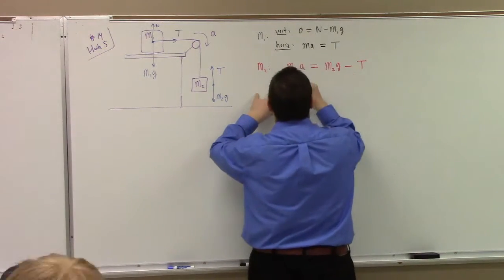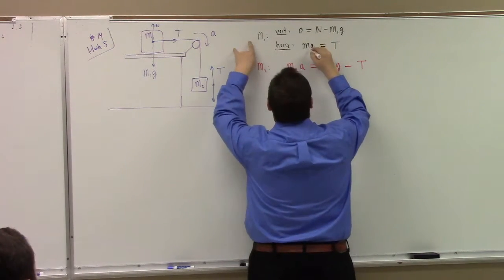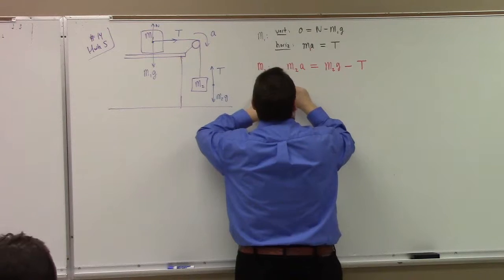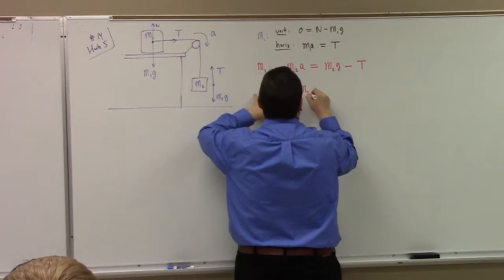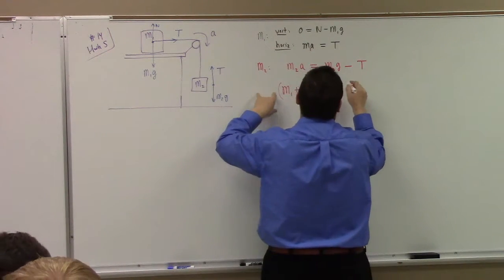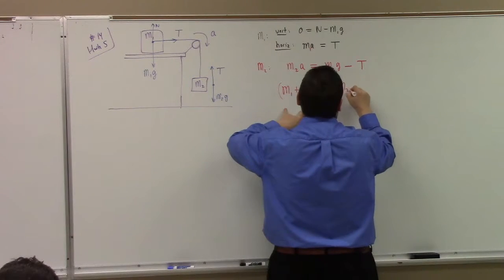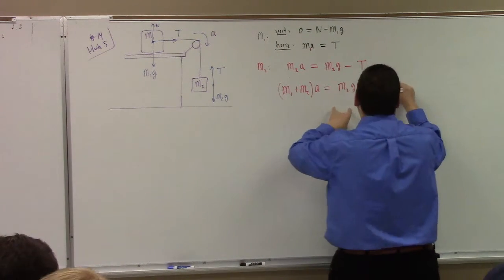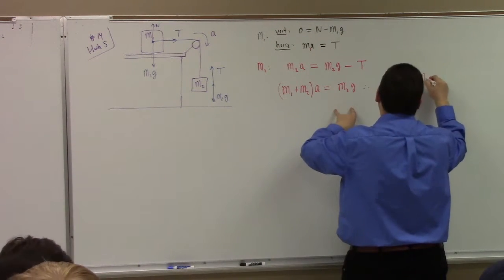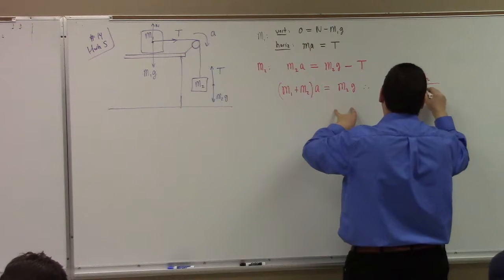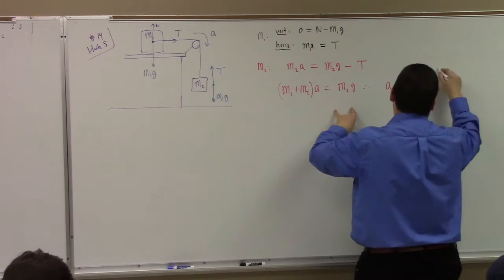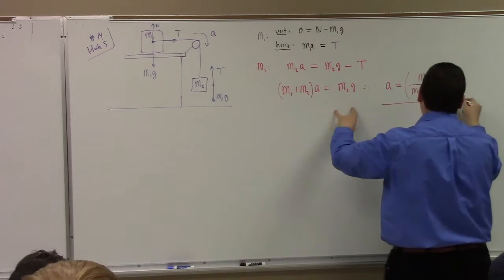Add these equations. I'm sorry, this should have been an m1, right? Add these equations, you get m1 plus m2 times a is equal to m2g. And so, consequently, we get the acceleration is m2 divided by m1 plus m2 times g. There you go.